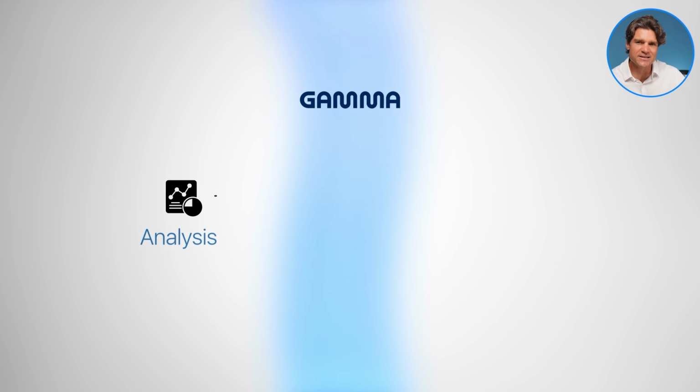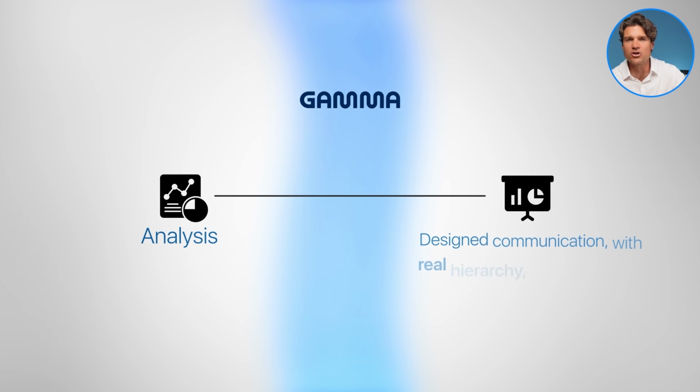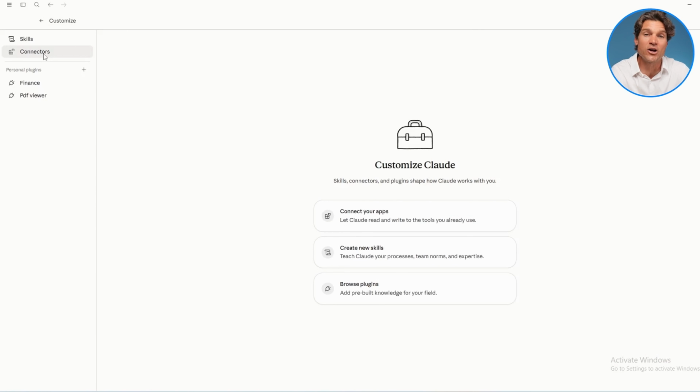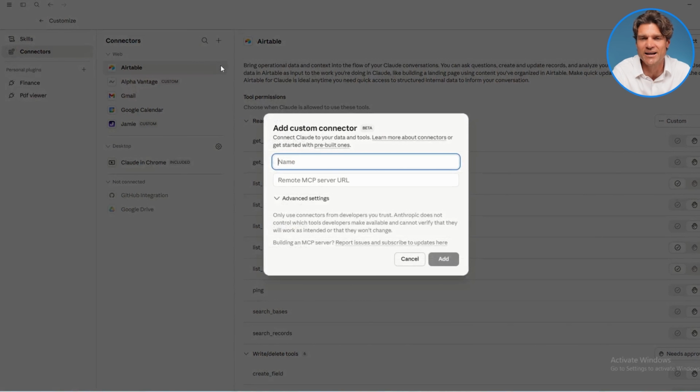Now, Claude can generate slides on its own, but Gamma converts analysis into designed communication with real hierarchy, with visual contrast and narrative flow. So I click the plus icon, I go to connectors, I select add connector, search Gamma, click connect, authorize, and toggle it on.